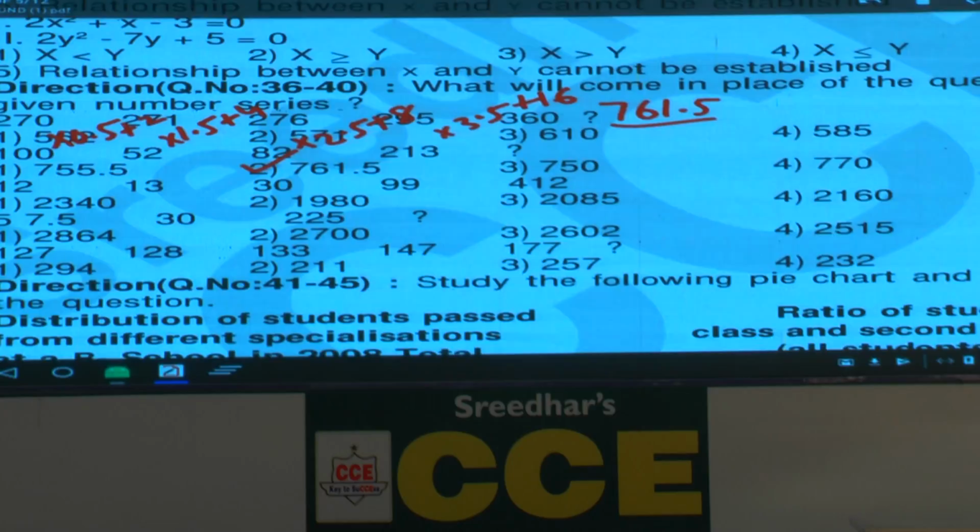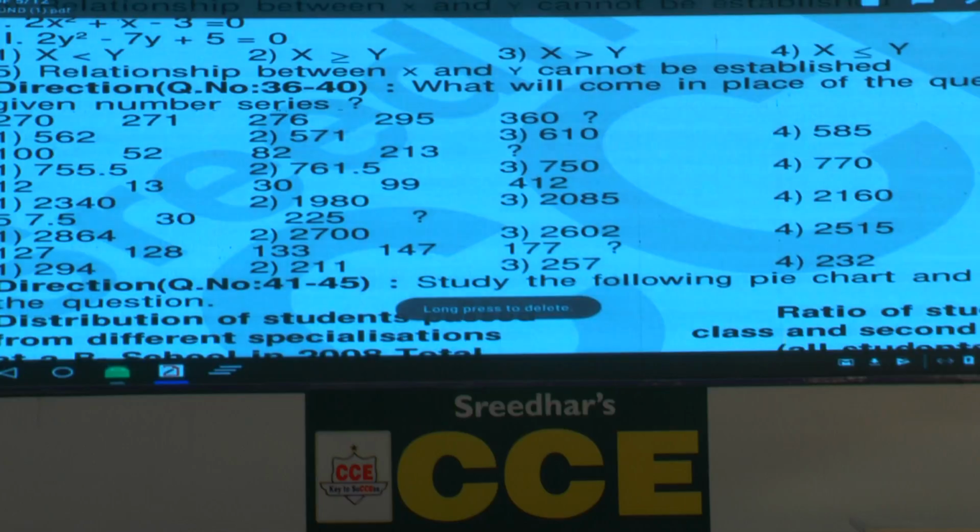Then question number 38. Now in this 38, 12, 13, 13, 99, 412. And again if you observe the choices here, the choices are 2000 and 1900 and so on. As the numbers are increasing at a very fast rate, it must be under product or combination. 12 and 13 cannot be written in the product, hence it must be combination. Tell me how to express this one.